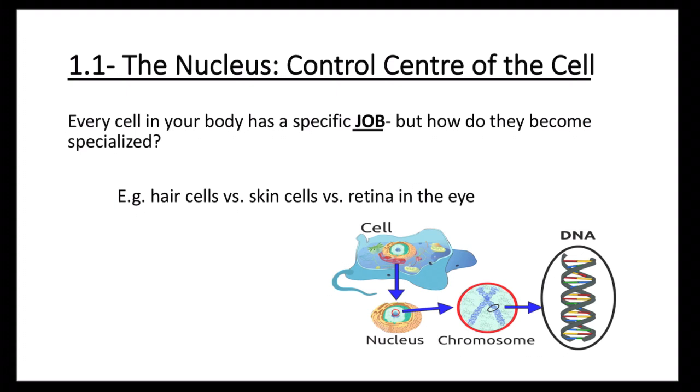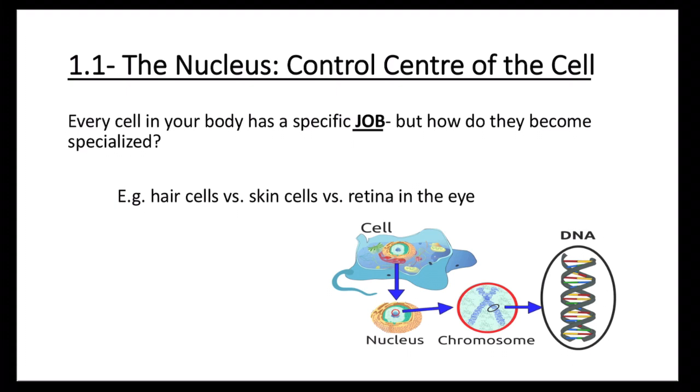So every cell in your body has a specific job, but how do they become special? For example, a hair cell is very different than a skin cell, which is very different than cells in the retina of the eye. Each one of these cells has a unique function that is very different from the other types of cells. So how do these cells become specialized, and how do they do different things? The key here is in the nucleus of that cell. So the nucleus of the eye, or the retina cell, for example.